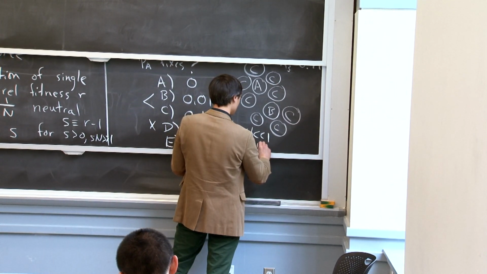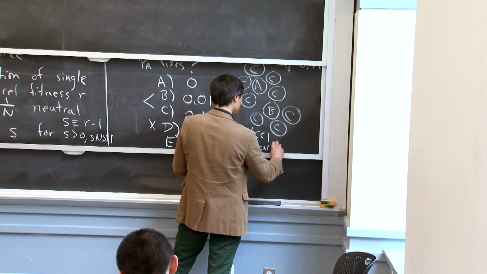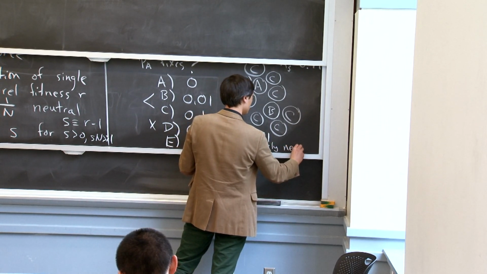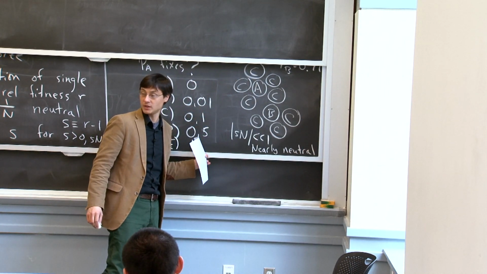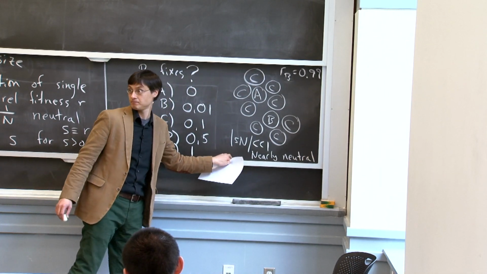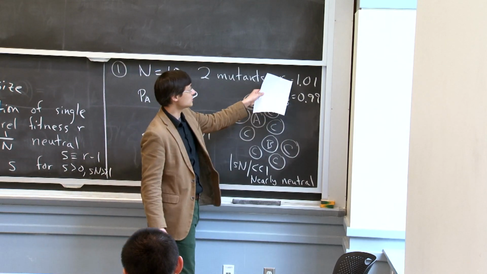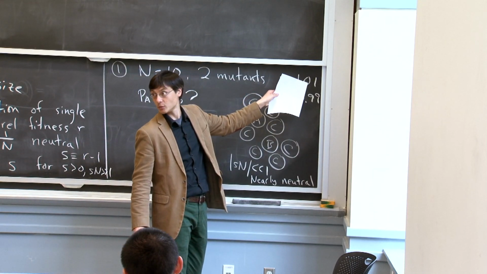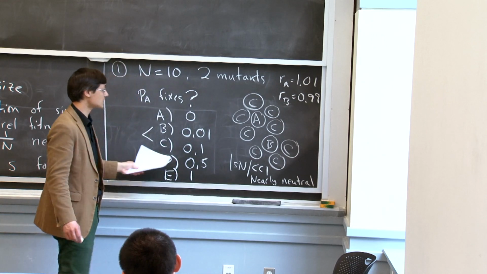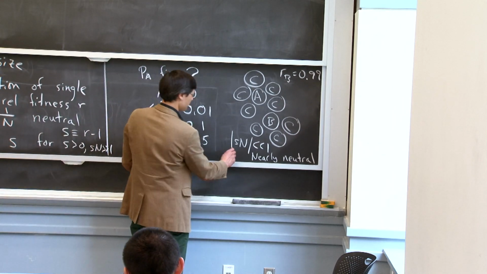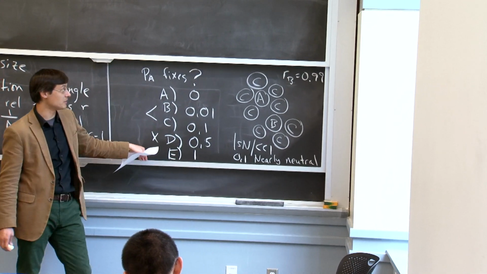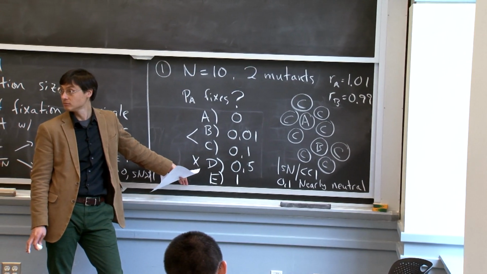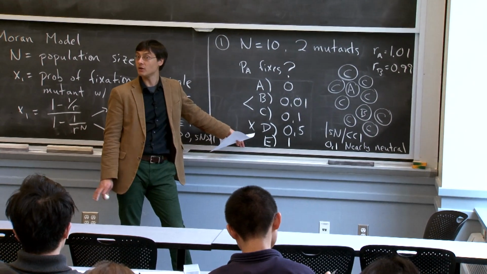What that means is that the probability of fixing is approximately the same as if it were a neutral mutation. Is that the case here? Yes. S is 0.01, so 1/100. N is 10, so S times N is equal to 0.1. So A is nearly neutral. Is B nearly neutral? Yes. Both A and B are nearly neutral.